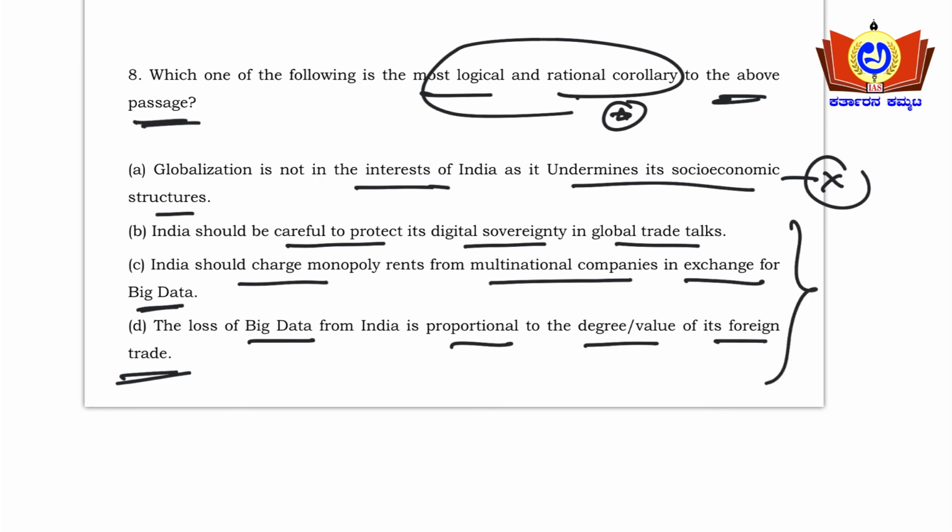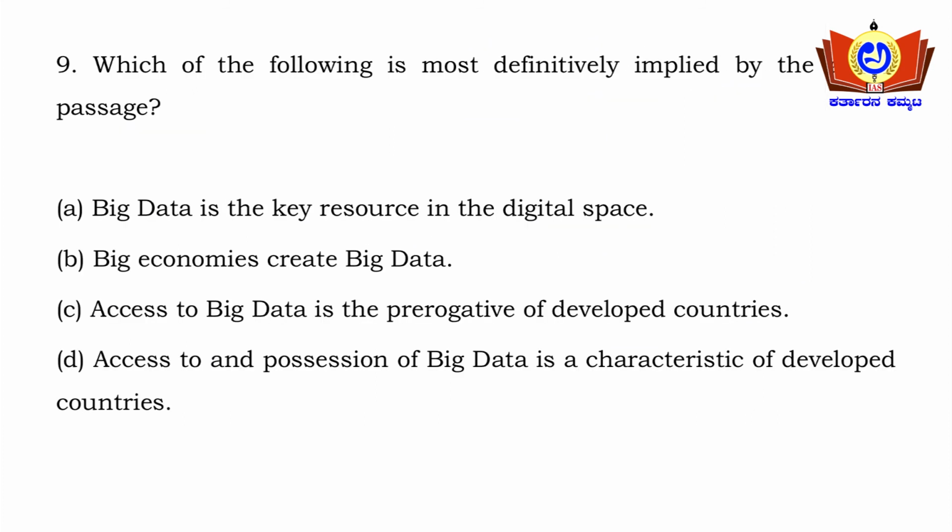See here, according to the passage, big data is freely collected or mined from developing countries and converted into digital intelligence in developed countries. This intelligence begins to control different sectors and extract monopoly returns here. So according to this statement in the passage, India should be careful to protect its digital sovereignty in global trade talks. So this option holds good, my dear friends here. Option B here. Okay, moving on to the next question.